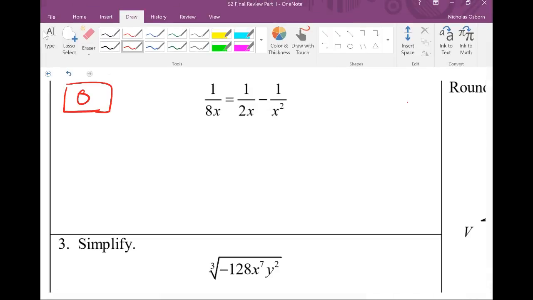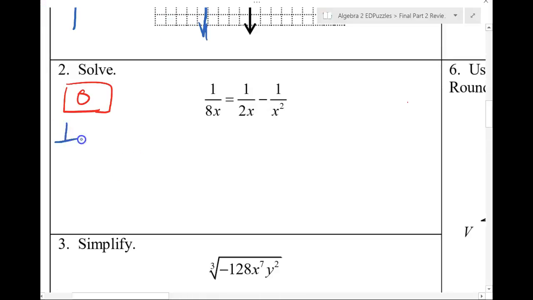Okay, so now I'm going to rewrite the equation. And I'm going to write it out by kind of spreading things out.